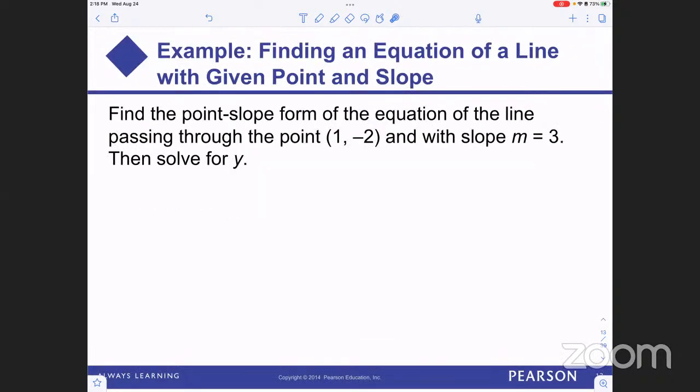So we're asked to find the point slope form of the equation of the line passing through this point with this slope, then solve for y, right? They gave us a slope, so we don't really need the slope formula. They gave us a slope and a point, so it's a good idea to use the point slope formula. Every time we use a formula, it is recommended that you write it down. y minus y1 equals m times x minus x1.